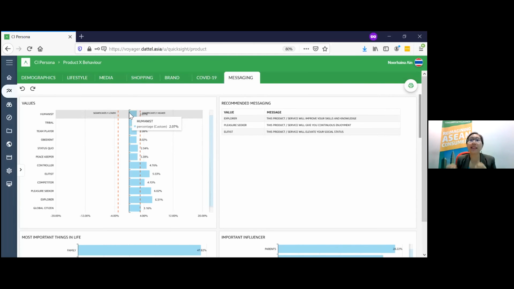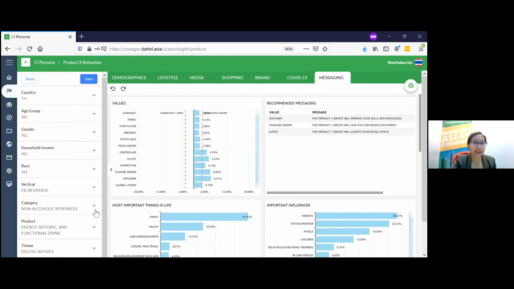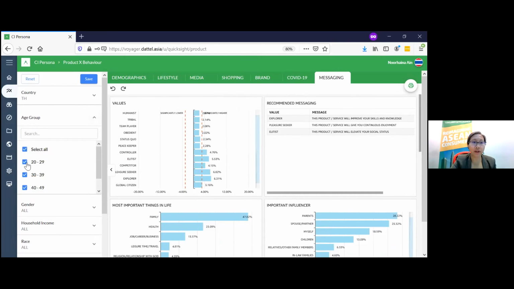So for messaging, that is important for you to determine. If you're looking for this particular group, how do you convey the message so that you are effectively reaching out to this market segment? Earlier on, this is for the online gamers, if you notice. So as I go into the messaging tab, I can refine this a little bit more. Maybe if I want to go for age group, I'm really looking for the 20 to 29 and 30 to 39. So I'm going to exclude the older age groups.